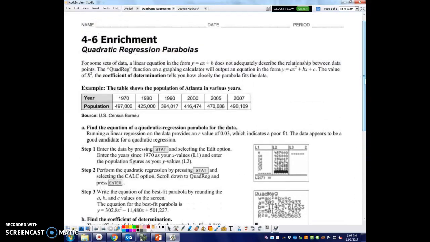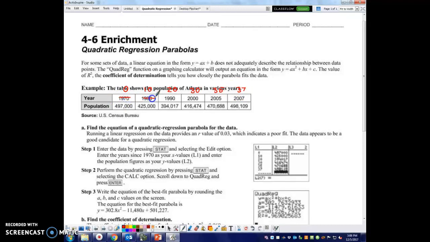Okay, so anytime you're dealing with years, you're always going to start off that first year needs to be 0 because that's where you're starting. Okay, 80 is 10 years after 1970, right? So this is 10. 1990 is 20 years after 70, so that's 20. 2000 is 30 after, okay? 2005 is 35 years later. And 2007 is 37 years later, okay?